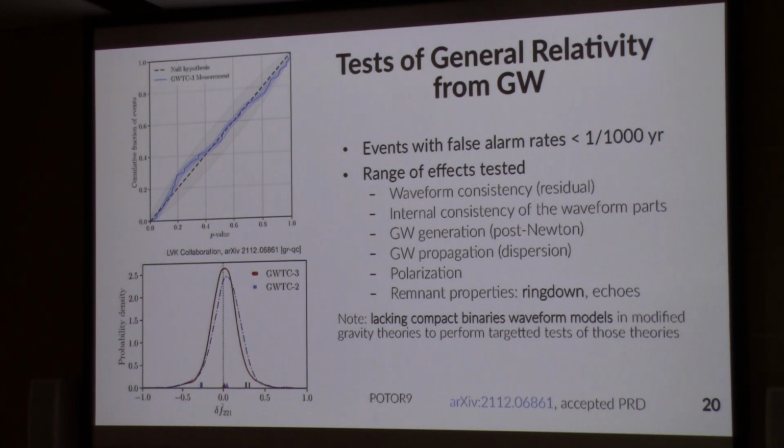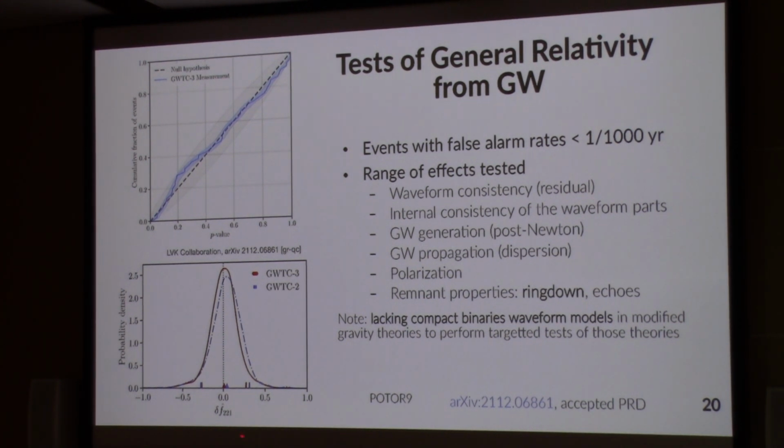We also do an internal consistency test of the waveform. We take a part of the signal and see whether the remaining part of the signal is compatible with the parameters that we have estimated with the initial part. So again, this is an internal consistency test of the signal predicted by general relativity. We test the generation of gravitational waves, with a parameterized test of the post-Newtonian approximation of the model of the signal, leaving the post-Newtonian parameters free and seeing if they are consistent with what post-Newtonian theory predicts. We test the propagation of gravitational waves, so we measure the dispersion relation of gravitational waves. We test the polarization of gravitational waves, whether they have two polarizations or more. We test the properties of the remnant, with respect to what we measure with the initial part of the signal.